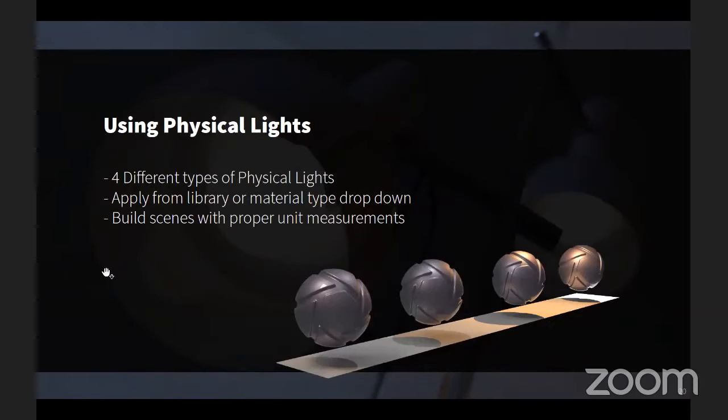Now that we've covered lighting presets and HDRIs, let's transition into using physical lights to light your scenes. In KeyShot, you have the option to select between 4 different types of physical light sources that will each create a unique lighting effect within your scene. They can be applied through the material type dropdown under your material tab, or by dragging and dropping preset lighting profiles from the lighting directory in your materials tab.